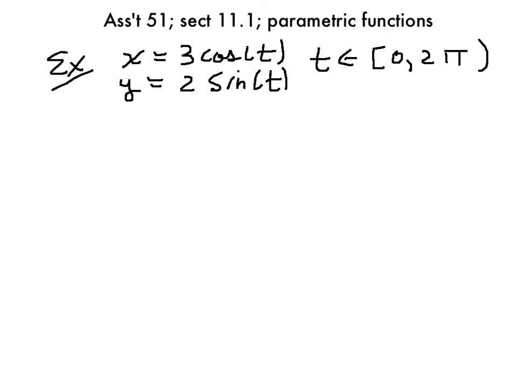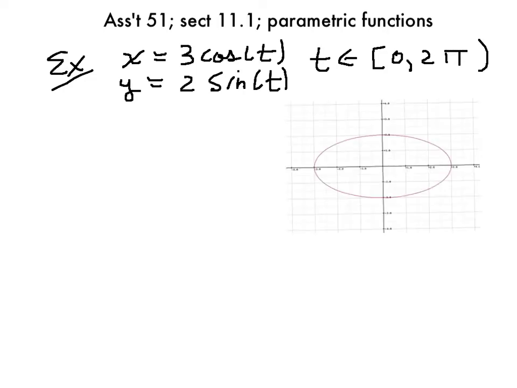So here's a typical parametric set of equations. We have t from 0 to 2 pi, x is equal to 3 times the cos of t, y is equal to 2 times the sine of t. T is our parameter. And let's see if we can pull in what a graph looks like. So here you see what the graph looks like.